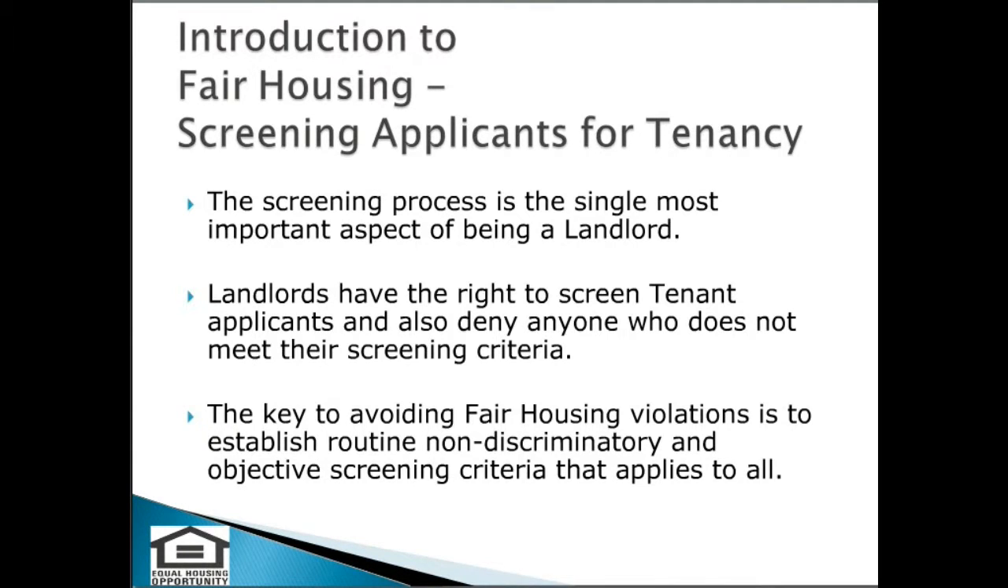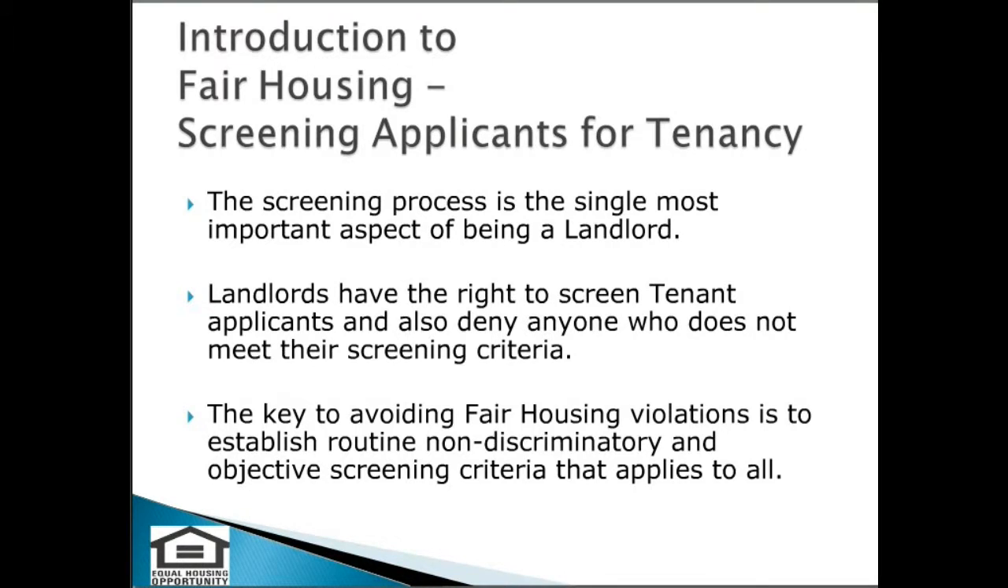Introduction to Fair Housing, Screening Applicants for Tenancy. The screening process is the single most important aspect of being a landlord. Landlords have the right to screen tenant applicants and also deny anyone who does not meet their screening criteria. The key to avoiding fair housing violations is to establish routine, non-discriminatory, and objective screening criteria that applies to all.